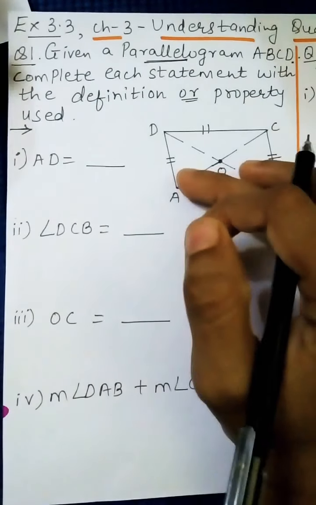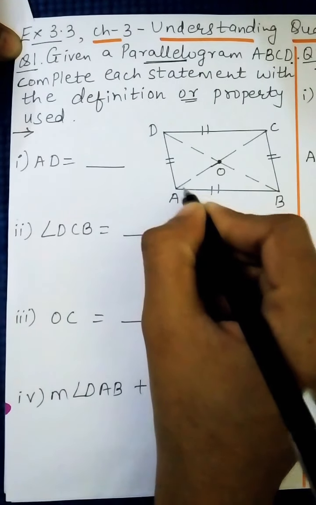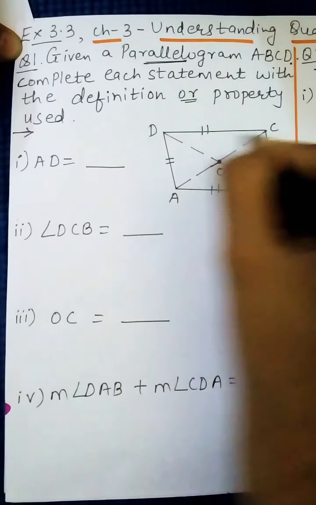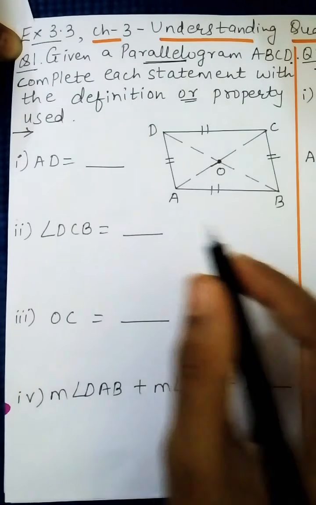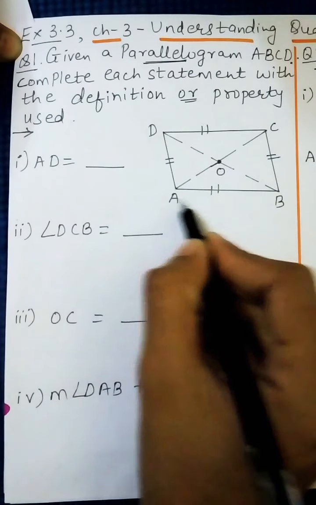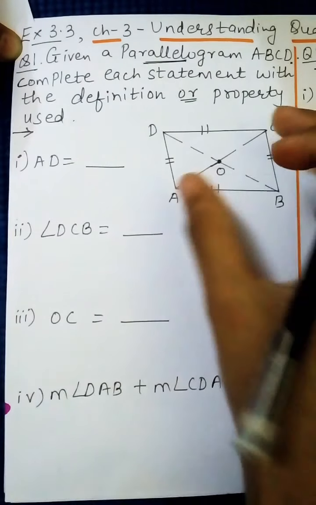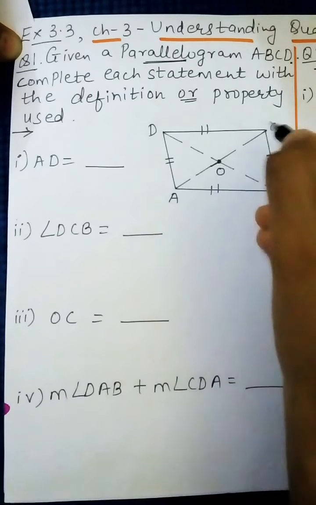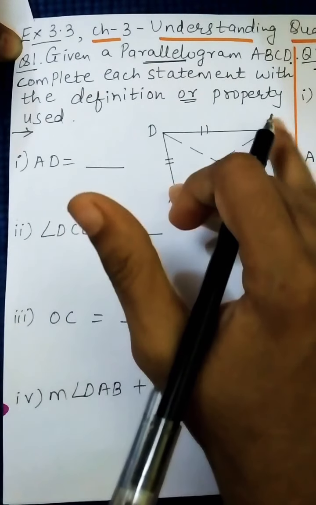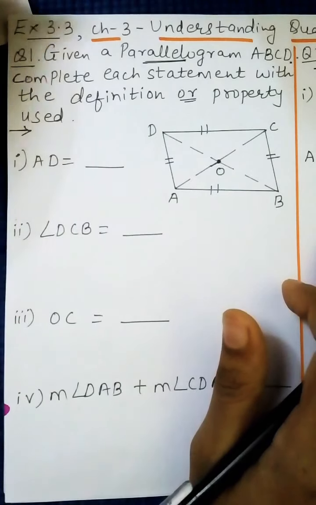Second is opposite angles of a parallelogram are equal. So angle A is equal to angle C. Same way angle D is equal to angle B. Or you can also write angle DAB is equal to angle DCB. So which angle is opposite to A? C. So angle A is equal to angle C, angle B is equal to angle D. So opposite angles are equal.